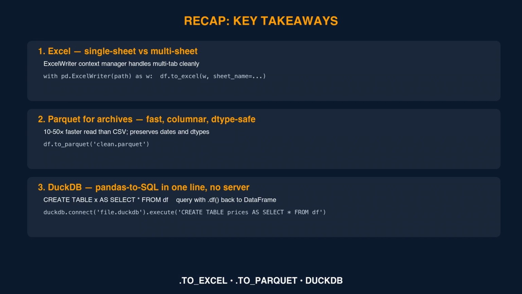Three things. Excel for handoff, single sheet with .to_excel, multi-sheet with pd.ExcelWriter context manager. Parquet for archives. Fast, compressed, columnar. The format you read back the next day without thinking.